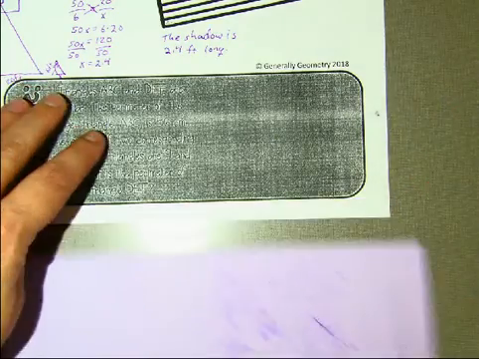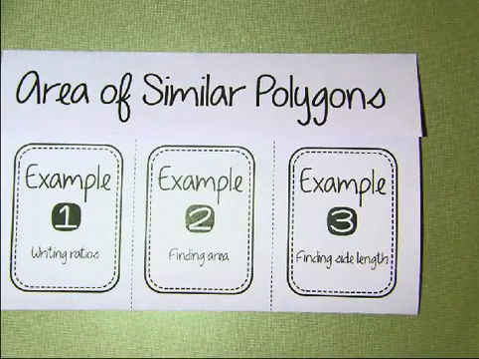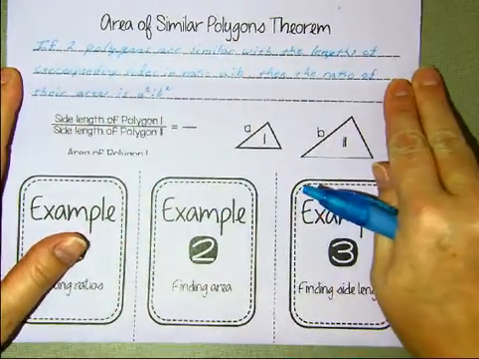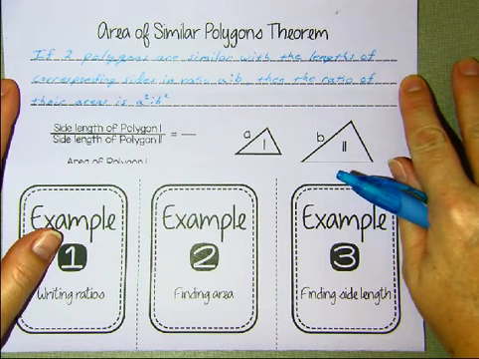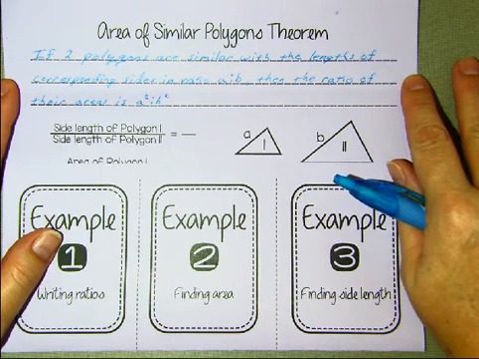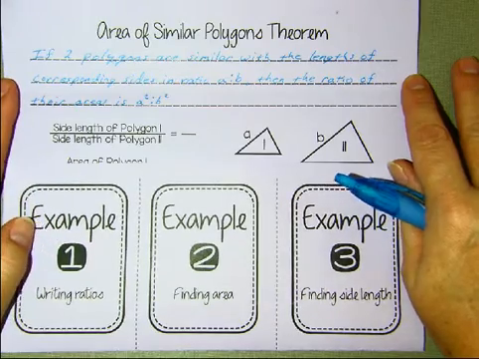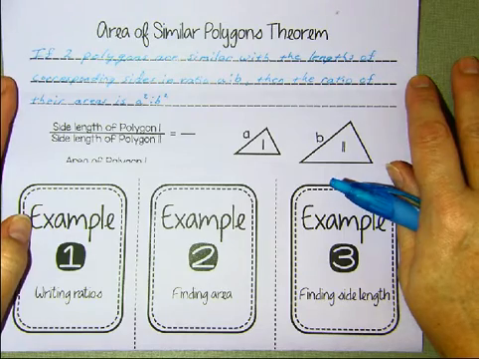So now we're going to actually move on to your foldable, which is the area of similar polygons foldable. So for this one, first we're going to open up that top flap and actually have a theorem for you. So our theorem says if two polygons are similar with the lengths of corresponding sides in ratio A to B, then the ratio of their areas is A squared to B squared. Okay, so if you need to pause the video to go ahead and get that written down, now would be a good time to pause it and then come back when you're ready.